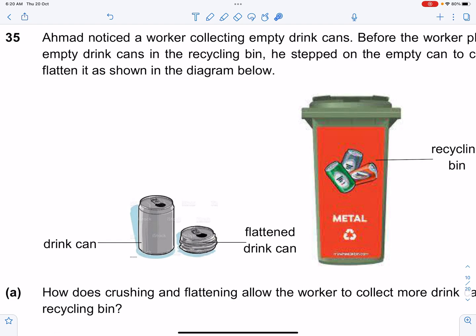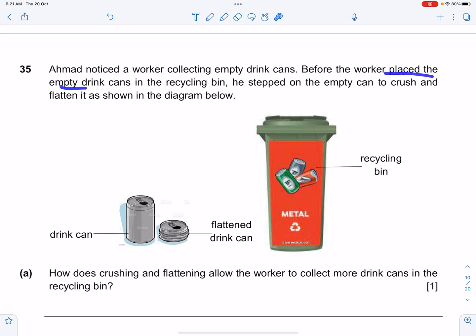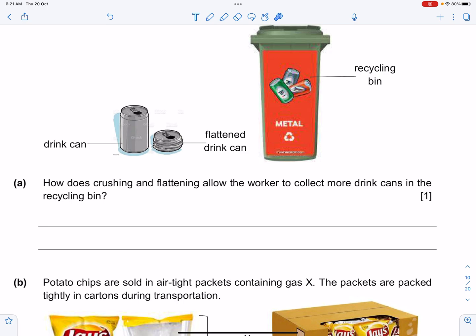Next, Ahmad noticed a worker collecting empty drink cans. Before the worker placed the empty drink cans in the recycling bin, he stepped on the empty can to crush and flatten it as shown. How does crushing and flattening allow the worker to collect more drink cans in the recycling bin? Okay, this is really quite straightforward. When you crush it, the volume decreases, correct? So you just need to say the crushed can has a smaller volume. That's about it. Takes up less space.